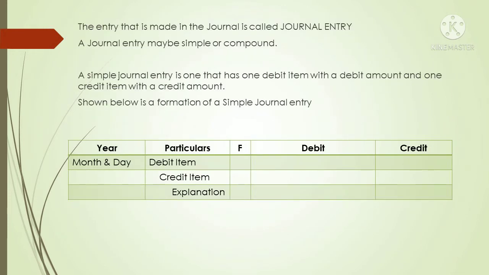The entry that is made in the journal is called a journal entry. A journal entry may be simple or compound. A simple journal entry is one that has one debit item with a debit amount and one credit item with a credit amount. Shown below is an illustration of a simple journal entry. Here in our journal you see the year, month and day. Then the particulars.